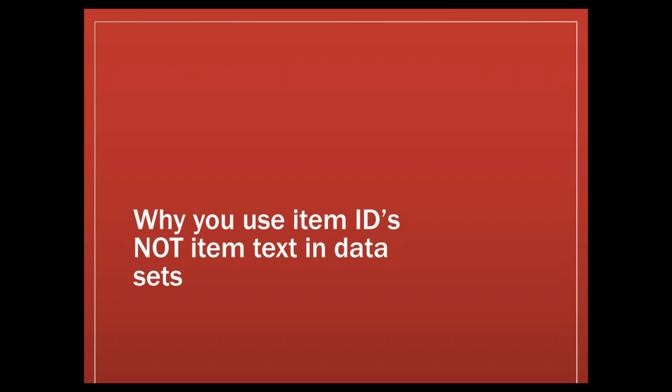Now, why are we going to demand item IDs in a data set and not item text? Most people feel that item text is going to be the easiest way to handle data and issues with items. There are 15 to 20 reasons that I can come up with off the top of my head alone, but I am going to discuss 3 of the major reasons that we demand item IDs over item text in data.